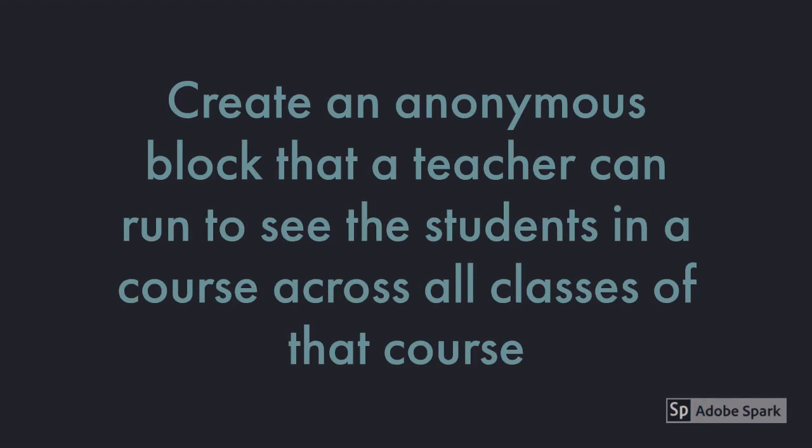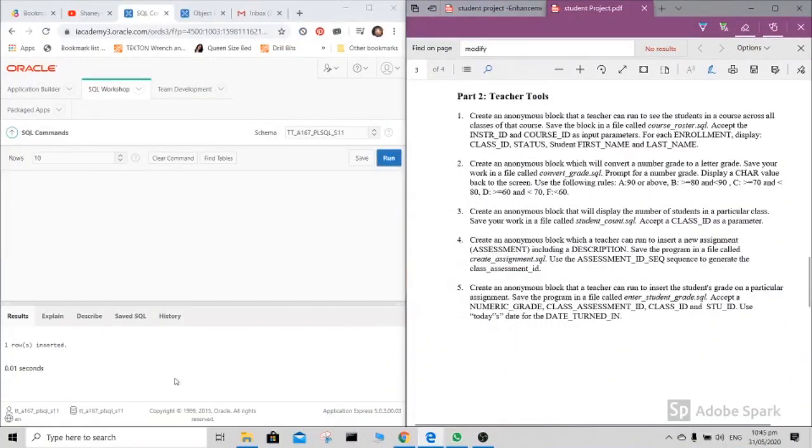The following anonymous block can be used to see the students in a course across all classes of that course. It accepts the instructor ID and course ID as input parameters, and for each enrollment it displays the class ID, status, student's first name, and last name. So let's run the code.